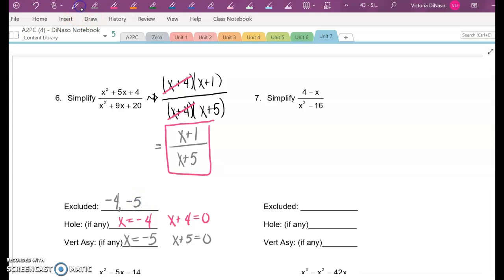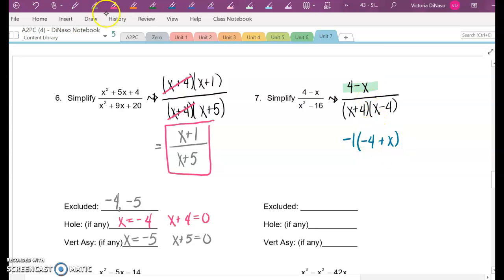In number 7, I'm going to leave that numerator as is because it's already factored. In the denominator, I'm going to factor. This is the difference of squares. So we have x plus 4, x minus 4. So nothing cancels. However, I noticed that this 4 minus x is the opposite of one of these. So what we're going to do is pull out a -1. When I pull out a -1, the 4 is now -4, and the negative x is plus x. Divided by x plus 4, then x minus 4.